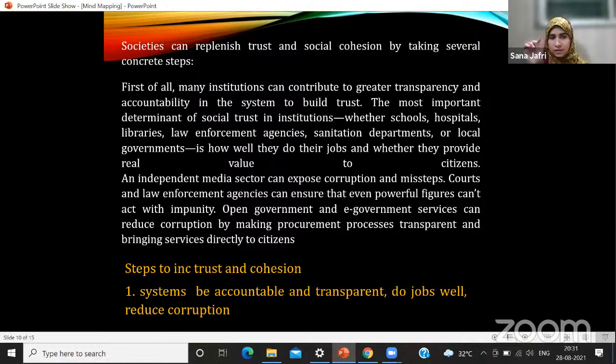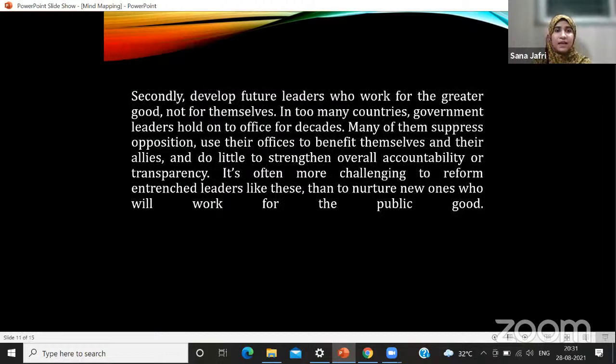This was the heading. What are the steps to increase trust? The first point: systems should be accountable and transparent, do their jobs well, and reduce corruption. The entire long paragraph of class C, we have condensed it now. We've just distilled the important points and thrown away all those details. Isn't this magic? This is so amazing.